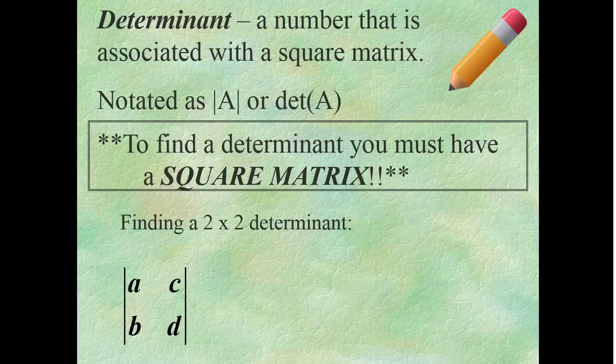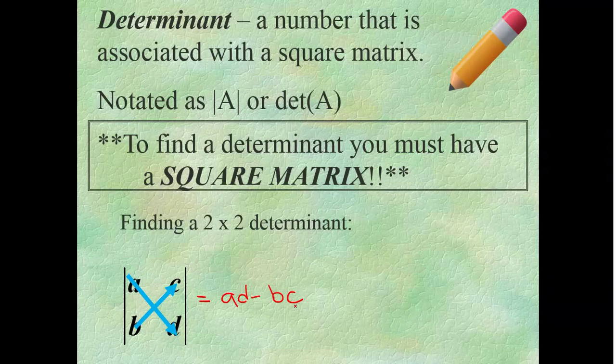To find the determinant of a 2x2 matrix, you're going to do this. You're going to take A times D, so it's going to be A times D, minus B times C.